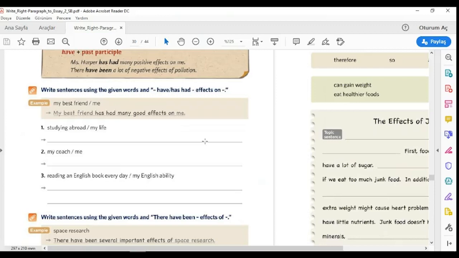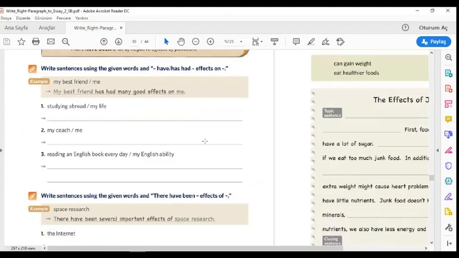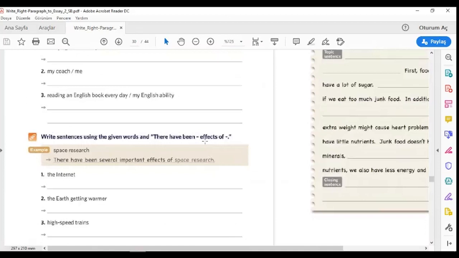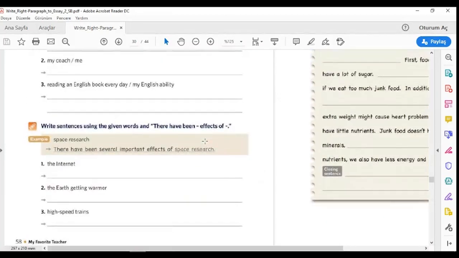Okay, let's move on to the next activity on the same page. We will write sentences using the given words and there have been effects of. So all your sentences will start with there have been. Space research, this is the example. There have been several important effects of space research.